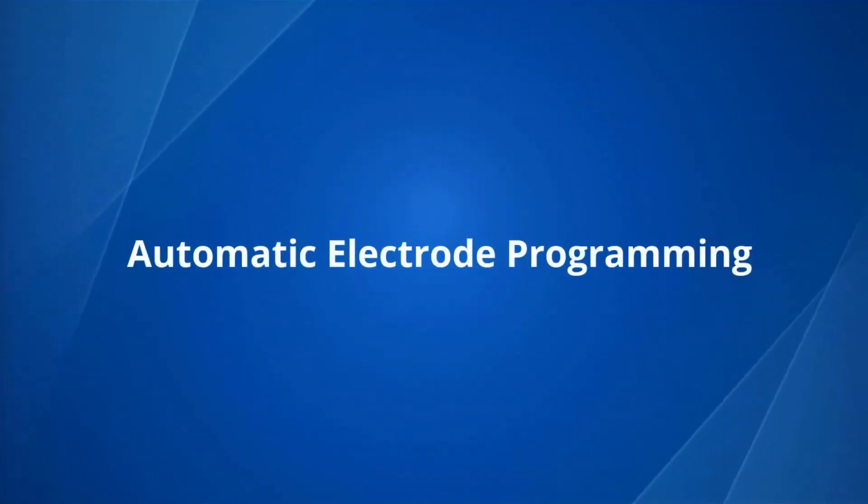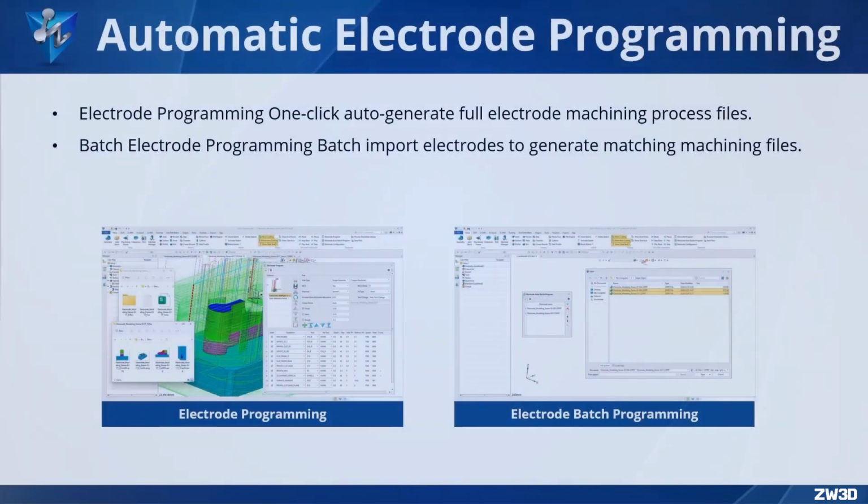Automatic electrode programming. ZW3D WuKong 2027 features a brand new automatic electrode programming function. Electrode programming: one-click auto-generate full electrode machining process files, greatly improving single electrode programming efficiency.